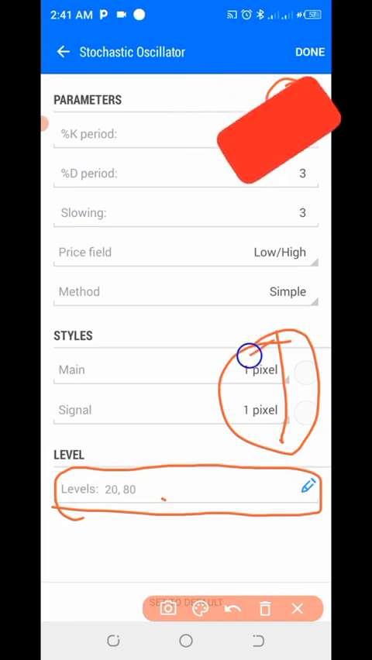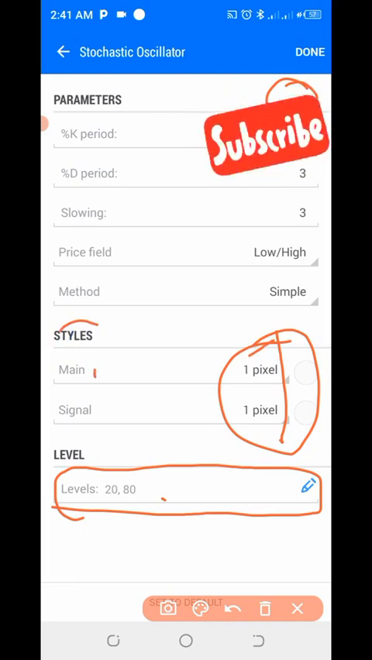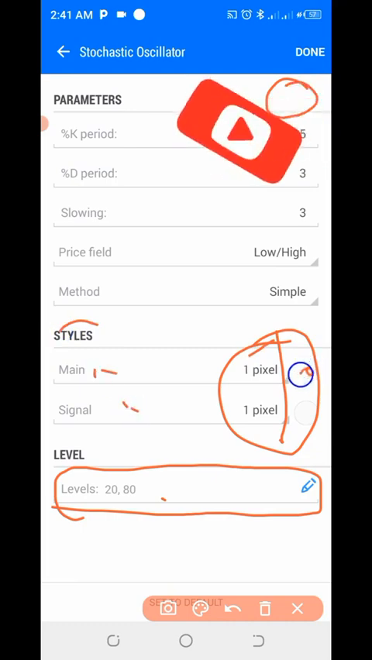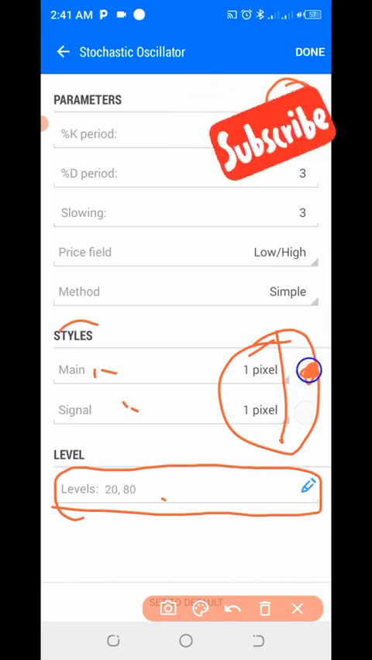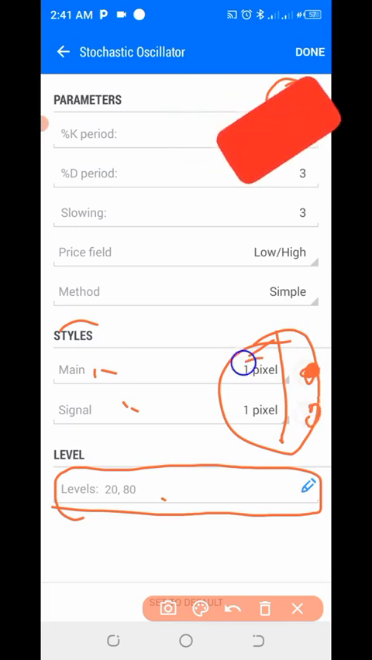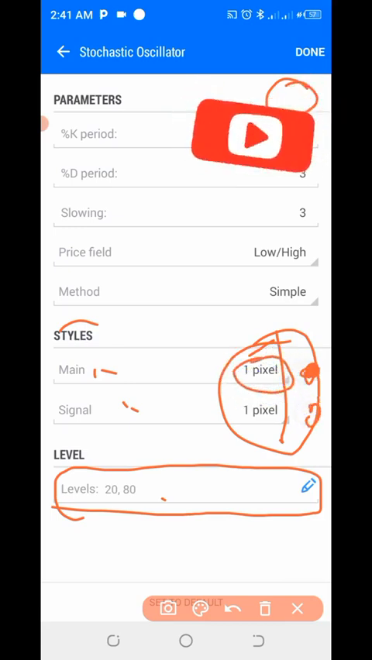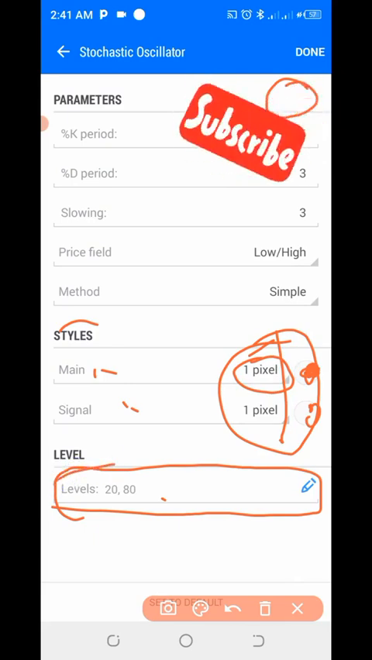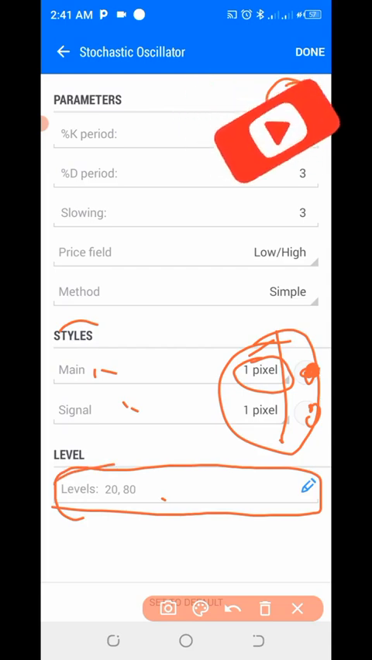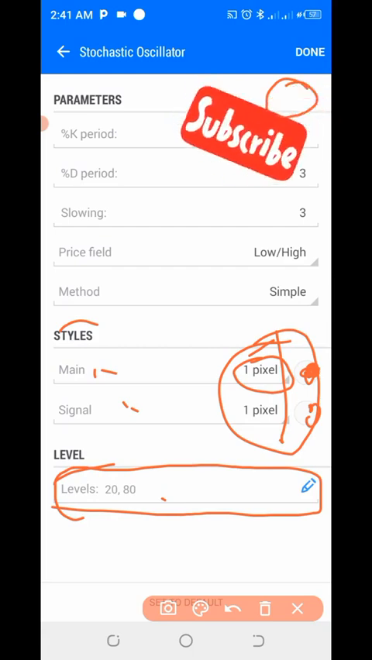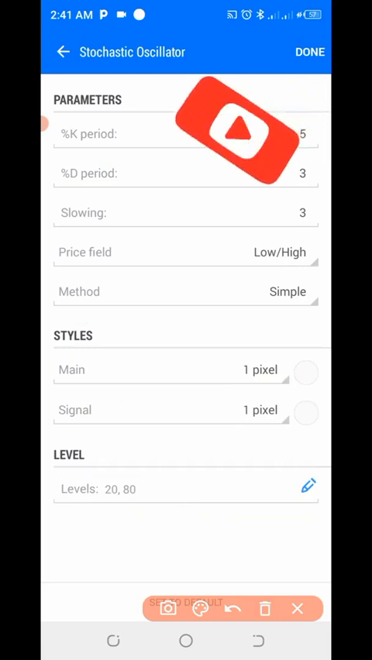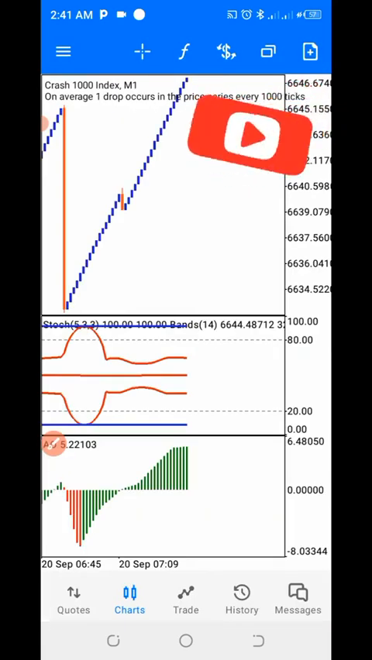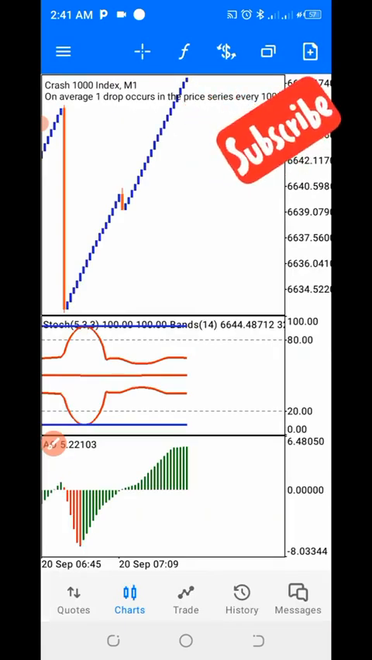As for this style, both main and signal line are going to be the color of your background. If you see very well, my background is white, so that's why I'm making it white. Make it white, and the pixel is going to be 1 pixel, because we don't need it, so we don't want it to show at all. We only need the interface for the stochastic oscillator, so that we can add our other indicator on it. Once you are done, you click on done.